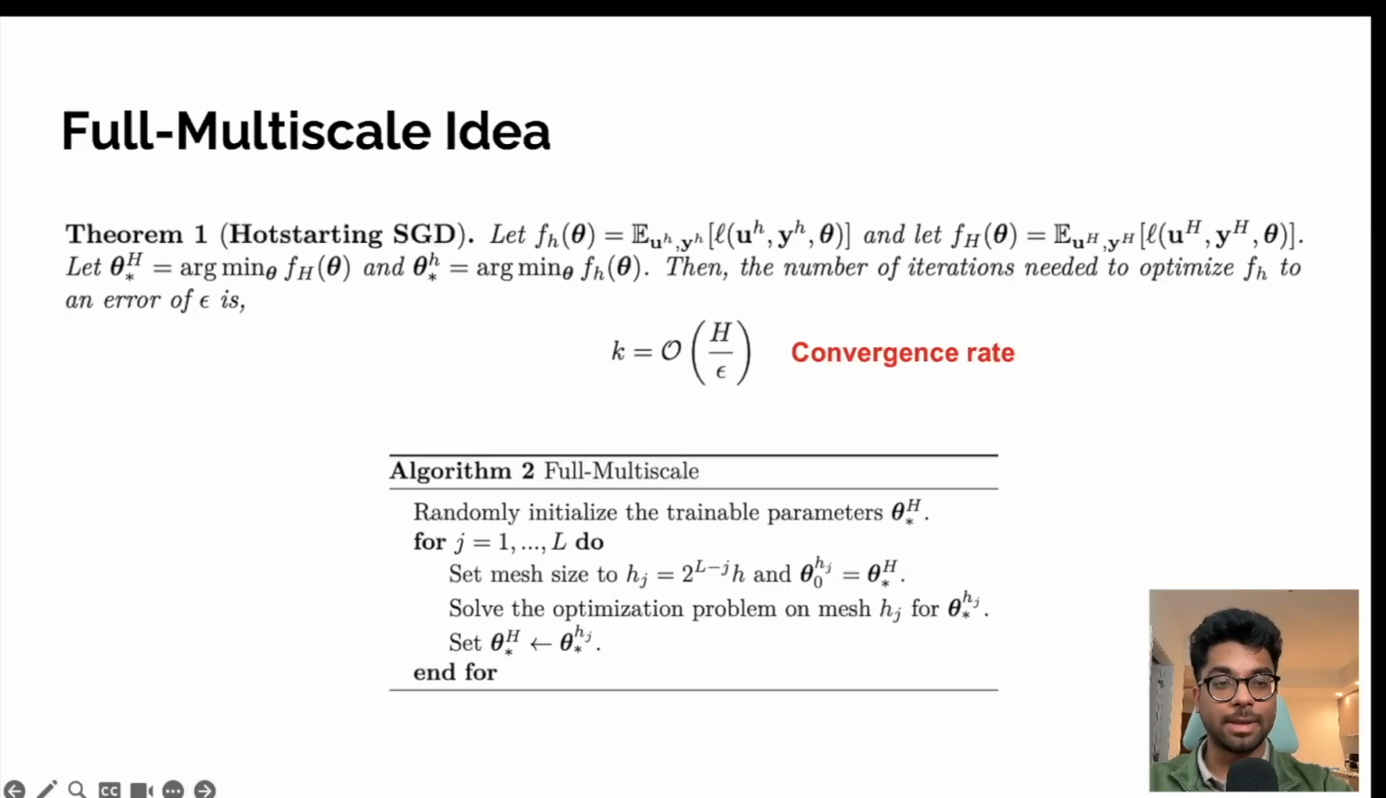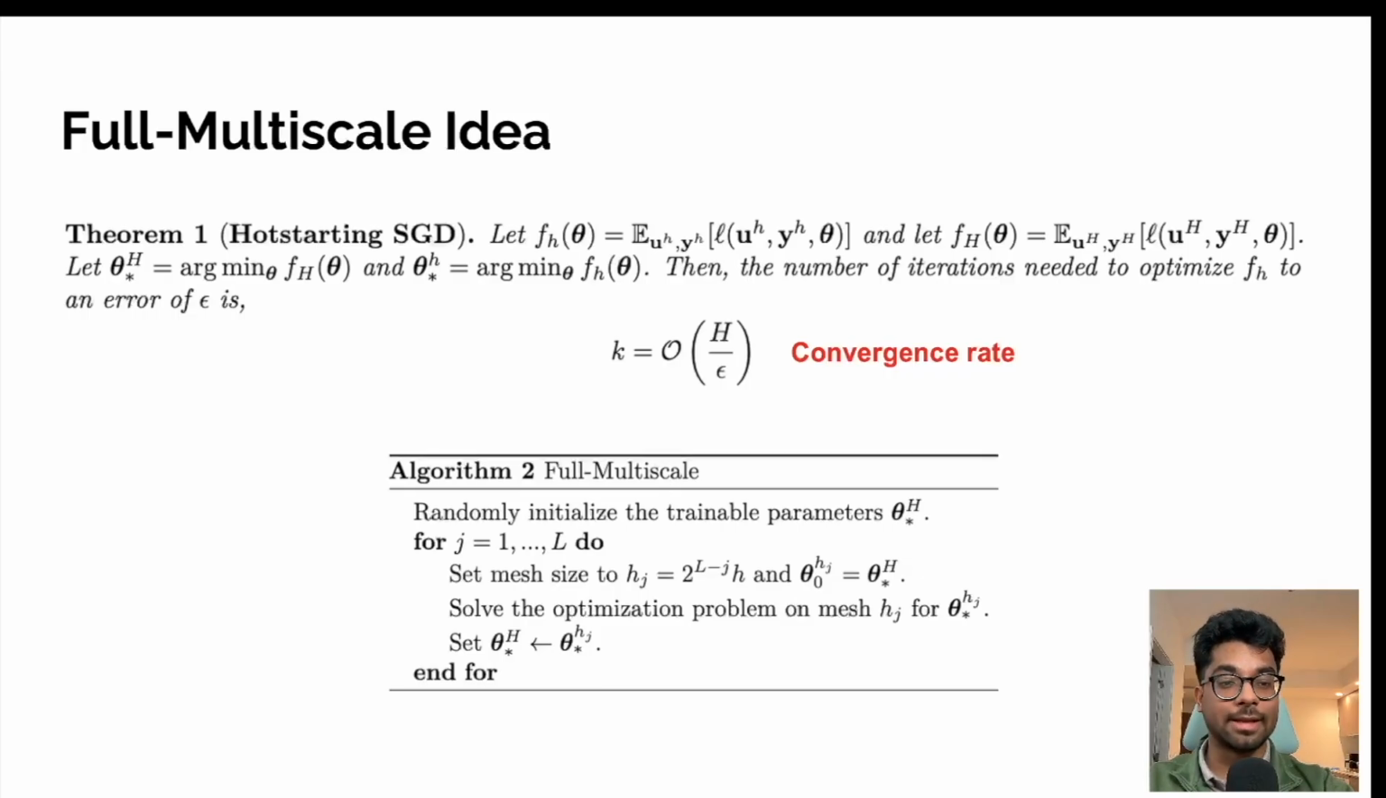Having reduced the cost per iteration, we would now like to introduce the full multiscale training algorithm, which also helps us to reduce the number of iterations. Here, we first solve the optimization problem on a coarse mesh. We then use that solution to initialize the next finer level.